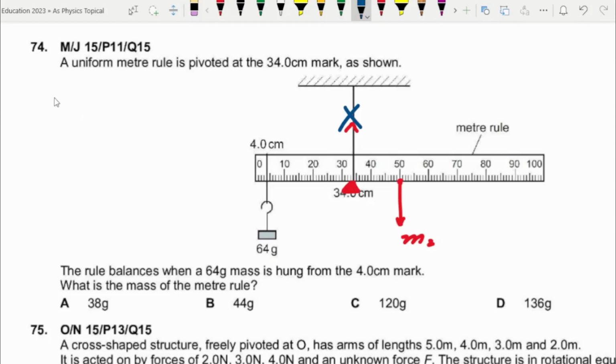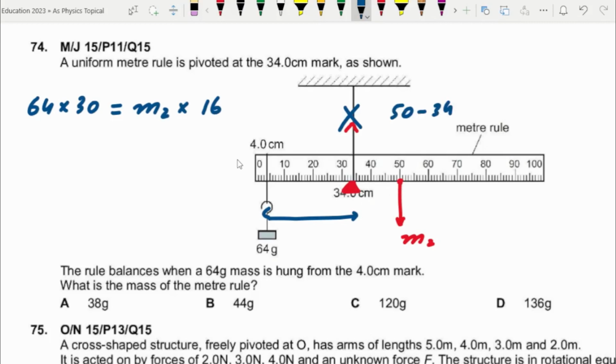So we have the first force, mass 64, times the perpendicular distance of that mass from the pivot, from 4 to 34, which would be 30, equals the other one, m2. We need to find m2. We write it down as it is, so from 34 to 50. So you hit it on the calculator: 64 times 30 divided by 16. So for 74, you'll be getting C as the right answer.